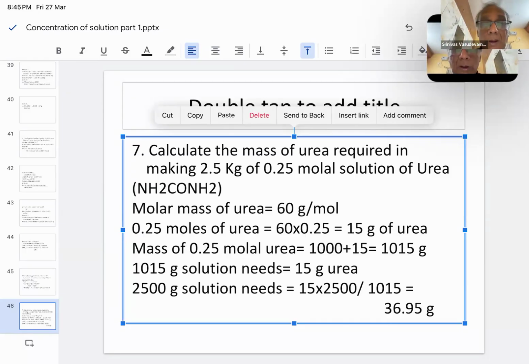But here I want to prepare 2.5 kilograms. That is 2500 grams of solution I have to prepare. So 15 into 2500 by 1050. 26.95 gram of urea is required.